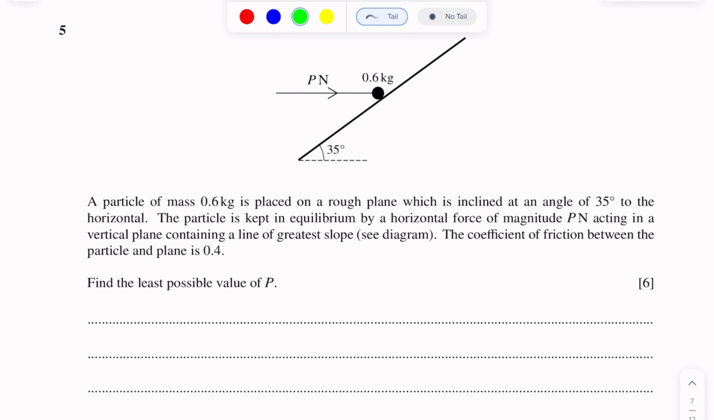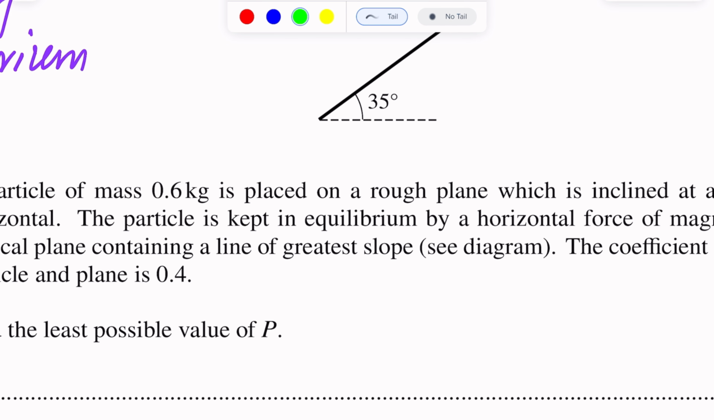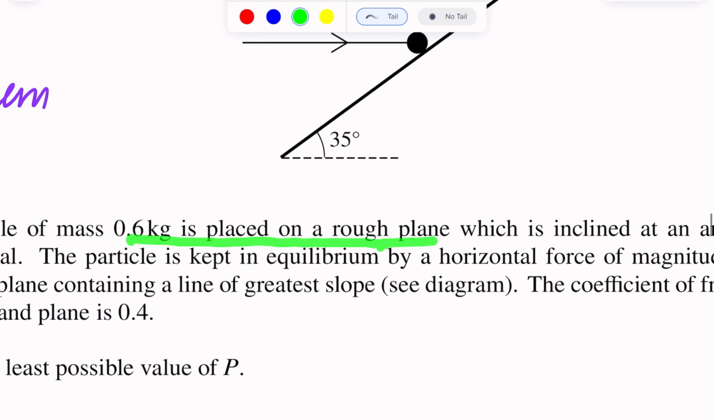Question number 5. This question is of limiting equilibrium. Now, the statement of the question: a particle of mass 0.6 kg is placed on a rough plane.